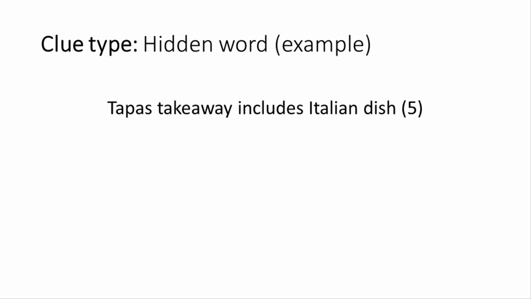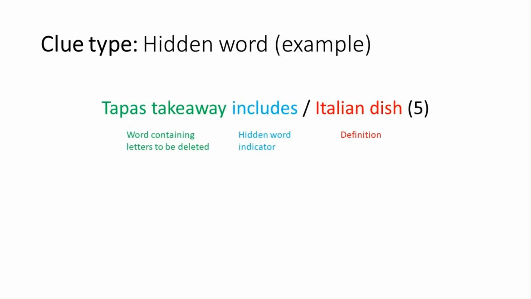Let's try an example. Tapas takeaway includes Italian dish, 5. Here the definition is Italian dish, with the word includes indicating that we have to look for the Italian dish within the words tapas takeaway. If we look into the middle of tapas takeaway, we find pasta. Pasta is an Italian dish, and therefore our solution. Note that here, if you said tapas takeaway out loud, you never actually say pasta, you would say paste. This is often the case. They don't always have the clue so that you could read it out loud and say the answer.